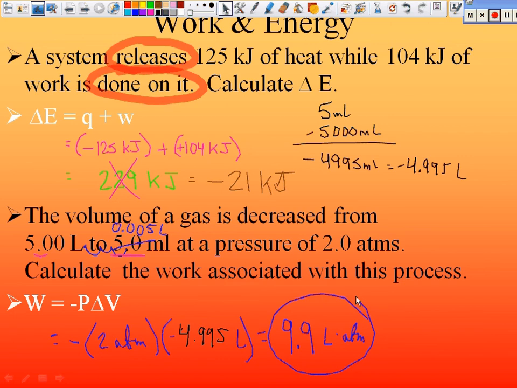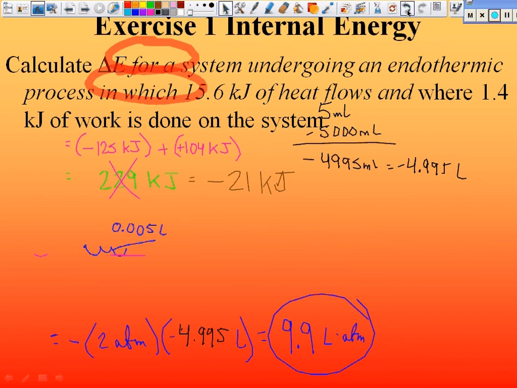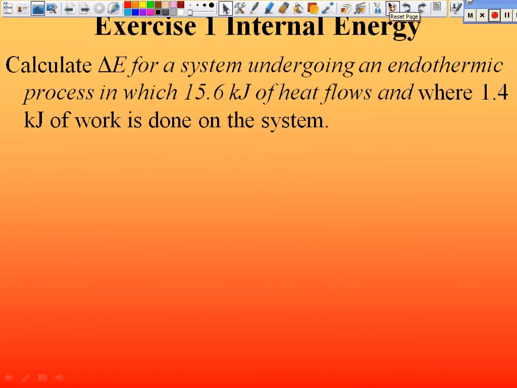All right, so calculate delta E for a system undergoing an endothermic process in which 15.6 kilojoules of heat flow and where 1.4 kilojoules of work is done on the system. See if you can figure this one out. You may want to go back and look at the other one for just a second. I can't stress to you how important the signs are going to be in this chapter. Signs. S-I-G-N-S.